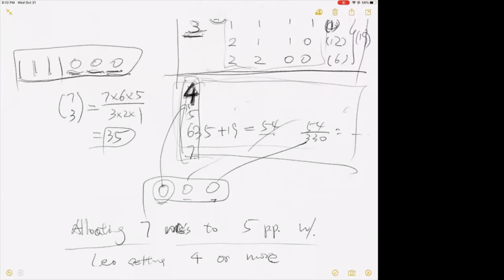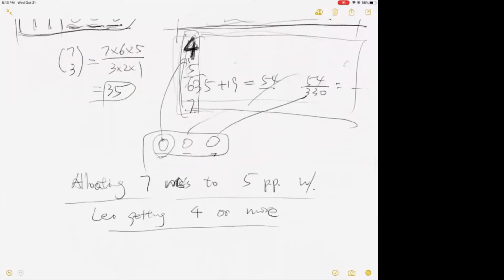Clear? Well, for case number 6, aren't you allocating 1 to 5 people? So should it be like 4 bars and 1? We were not discussing this separately, okay? So if you gave Leo 6, that's equivalent to giving Leo 4 first, and then among the remaining 3, you gave 2 of them to Leo, and 1 of them to some other people. So these 4 cases, we are lumping them together. We are not separating them, right?